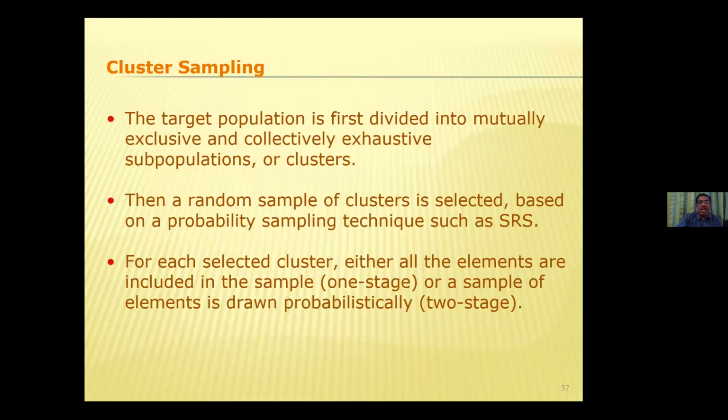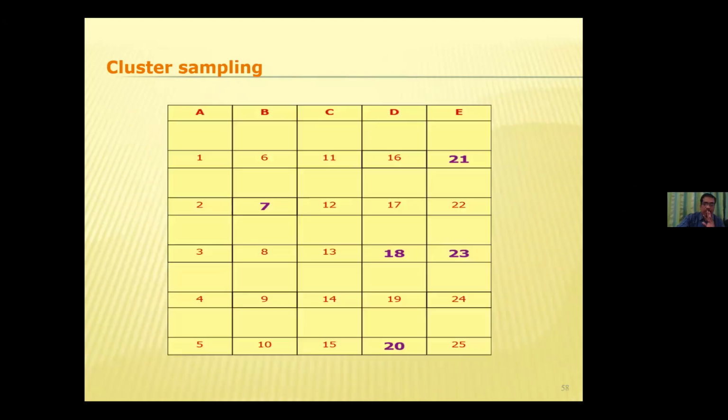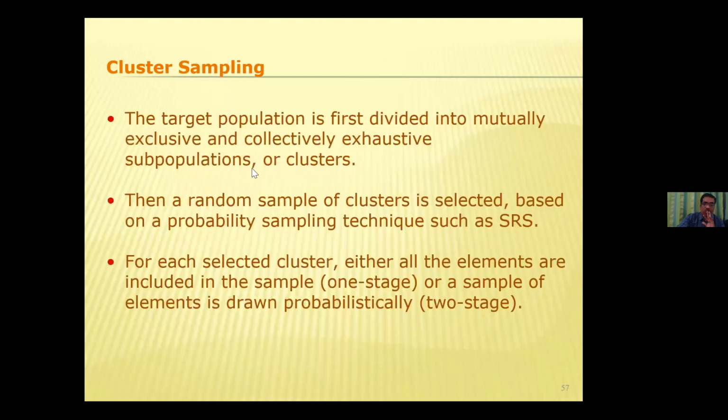Similarly, I can use cluster sampling. What is cluster sampling? Cluster means a group. The population is first divided into mutually exclusive subpopulations. Then a random sample of clusters is selected based on probability sampling techniques such as SRS. That is, all the elements are included in the sample, or a sample of elements is drawn probabilistically.